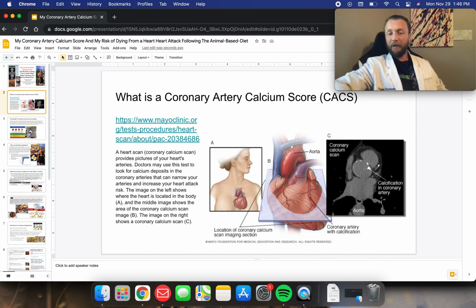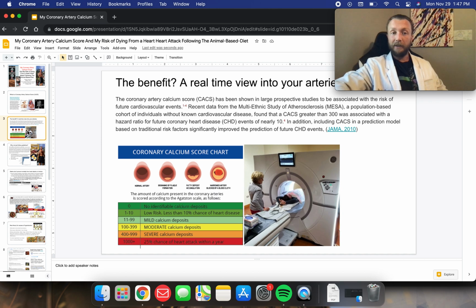So what is the coronary artery calcium score? Well, it's basically a bunch of x-ray series of your heart vasculature, and it picks up calcium deposits that sit in your arteries, and that's basically how heart attacks happen. You get enough calcium and plaque buildup, boom, you get a heart attack or a stroke. That's how these things happen.